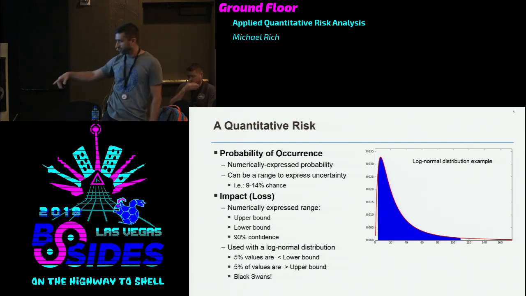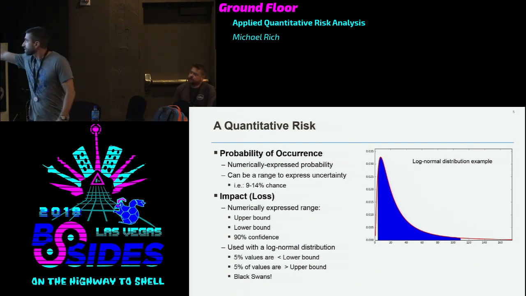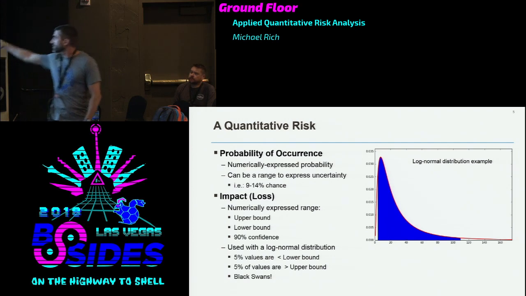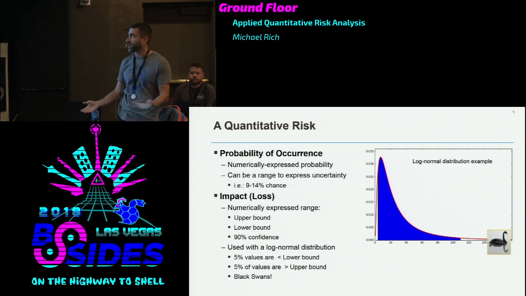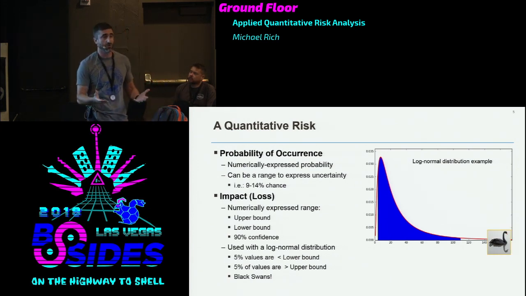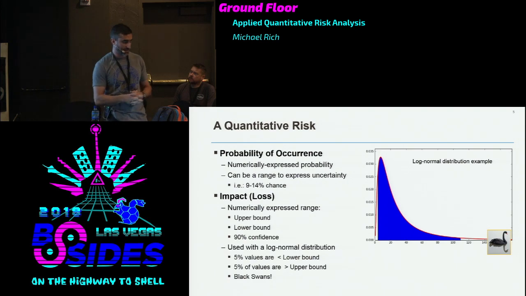And the interesting thing about log normal is this great tail out here. Oh, look, I can use my finger. This great tail out here shows low probability but high impact events, and we call those your black swans, right? Log normal captures that for you, and it's super useful.